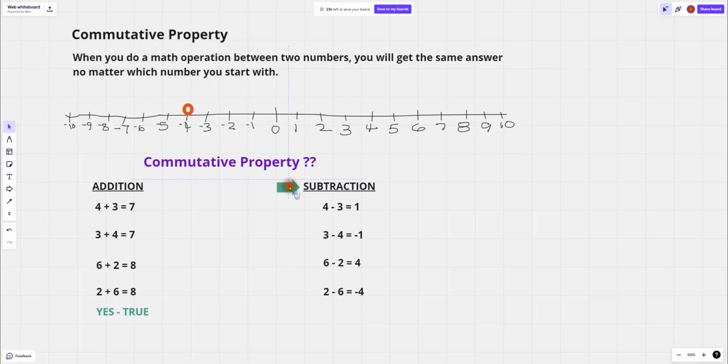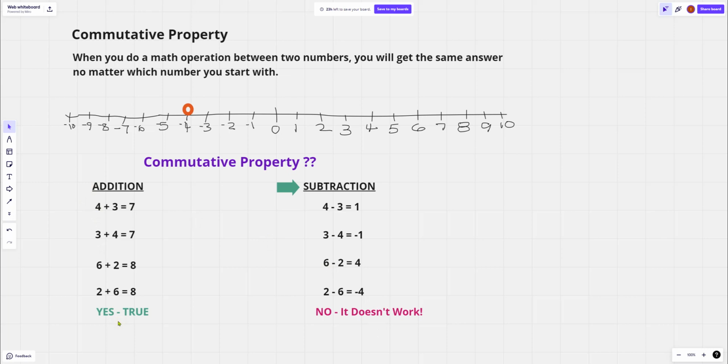So with subtraction, does the commutative property work? Can I switch the numbers around and get the same result? I won't say false. We'll just say no, it doesn't work. No, it doesn't work, right? So with subtraction, the commutative property does not work, but with addition, it does work.